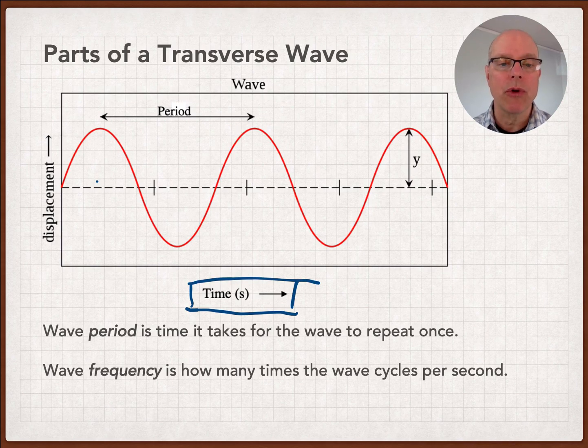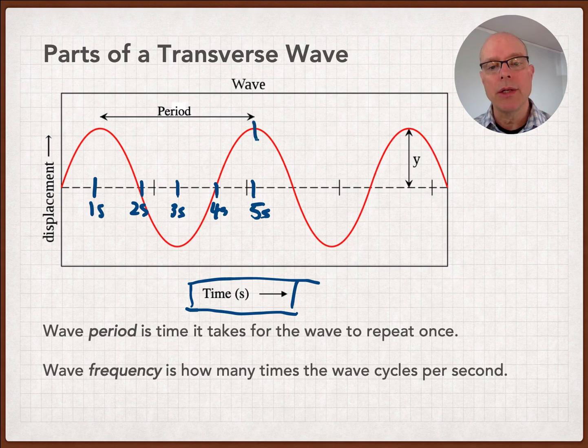So get a feel for it maybe like this. If this is 1 second to get there, and 2 seconds of time there, and 3 seconds there, and 4, and so on, and out here is 5 seconds, then you should look, well, I have a crest here at t equals 5, and a crest here at t equals 1, so the period for this wave would be 4 seconds, the time it takes to repeat itself one time.